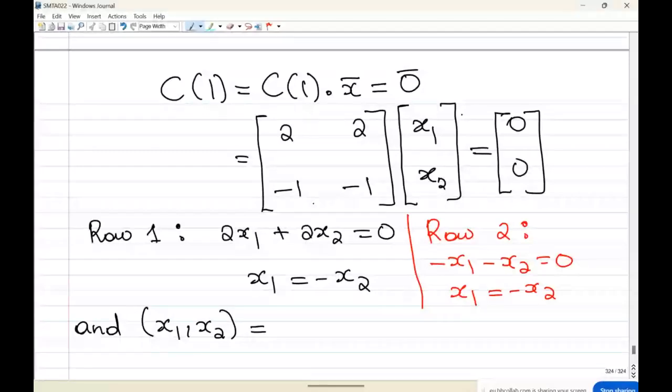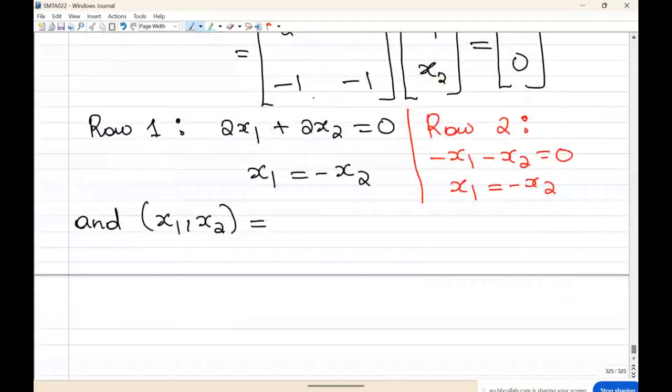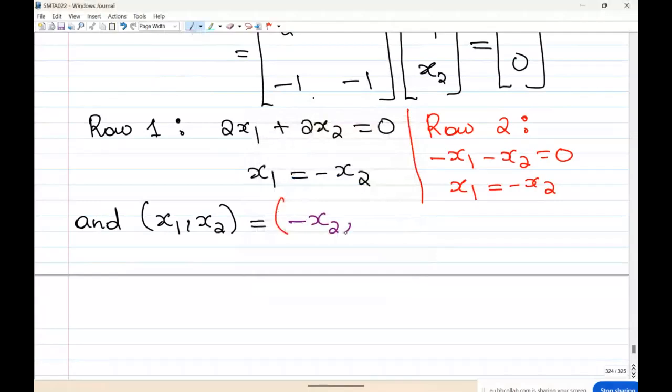Yes, sir. Then even if you use only row 1 it is still fine. We know that x1 is equals to negative x2. Let me check. Can I check with you? What is x1? x1 is equals to negative x2. Do you see it? What is x2? Your x2 is equals to x2. Is there anyone who has a problem to get that minus x2 and x2 there?